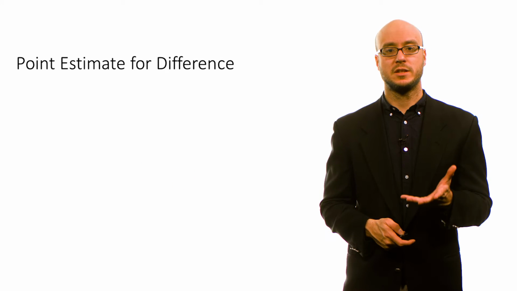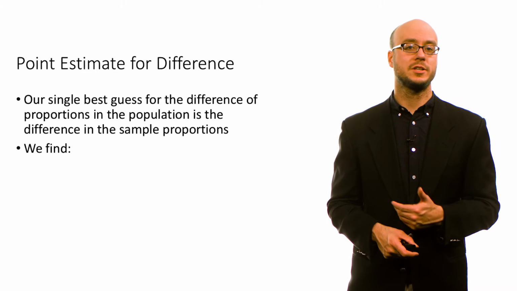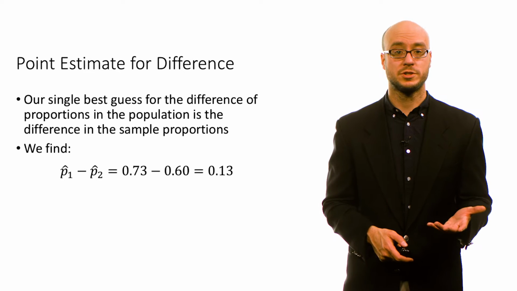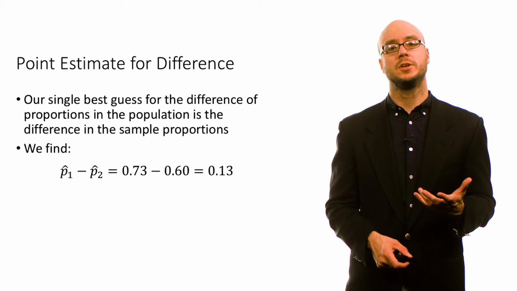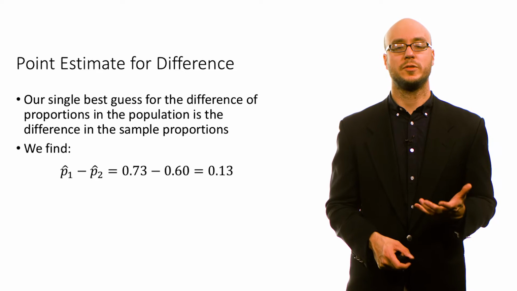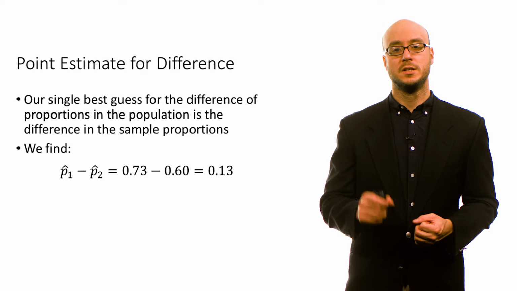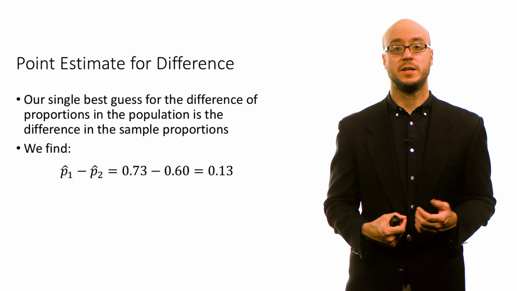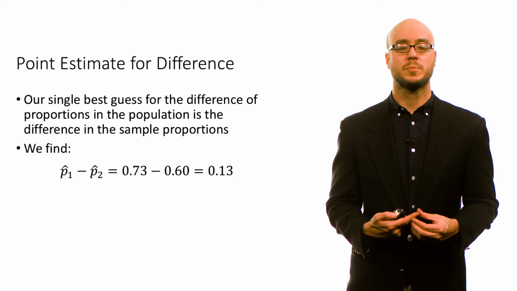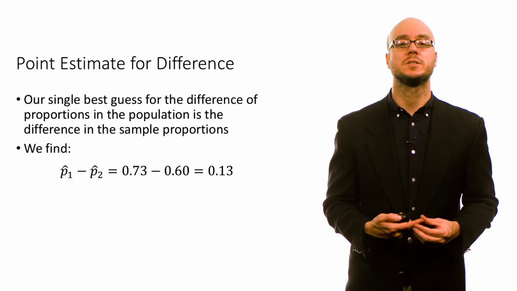So let's look at the point estimate for the difference. Our single best guess for the difference of proportions of the population is just the difference in the sample proportions. So in that sample, p hat 1 minus p hat 2 is 0.13. We just take 0.73 and subtract out 0.60. So this just reflects the fact that there is a difference between men and women in their perceptions of Wall Street executives. Women are more likely to think that Wall Street executives are dishonest than men.